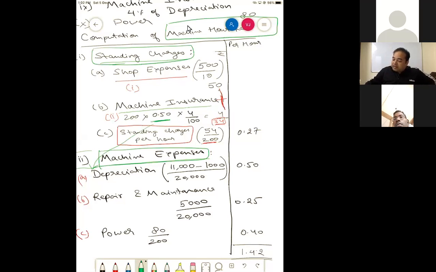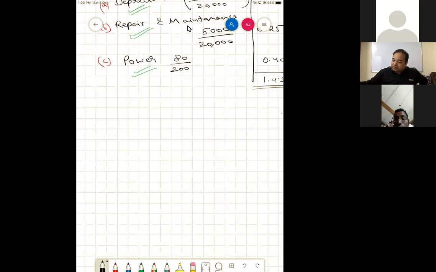In machine expenses, here in this question, we see that depreciation is there, repair and maintenance is there, power is there. So these three items are under machine expenses. And in standing charges, we have got shop expenses. Then we have got insurance. Then we are able to calculate standing charge per hour. And once we compute standing charge per hour, we can know per hour cost. So let us see one more question based on the same concept. You note down the question.